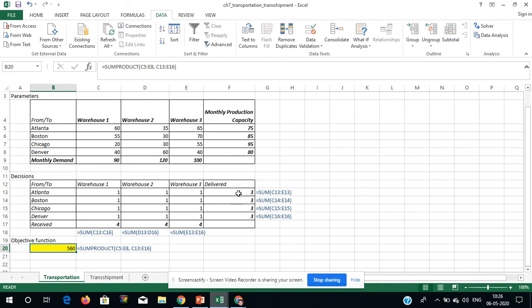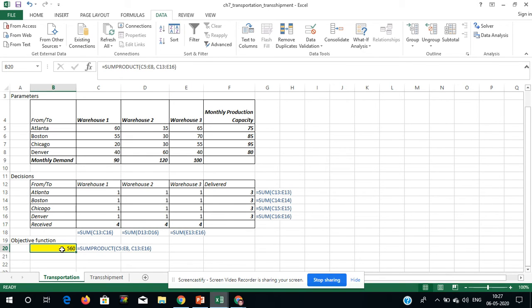Okay, and this is delivery. If you see, delivery is given here, it's equal to the sum of what is shipped from this factory, and from Boston, what is shipped is summed here. So the total delivery from a plant is given by this column called delivered, and the total received at different warehouses is given by this row called received. It shows the received quantity at different warehouses. Now this is my objective function.